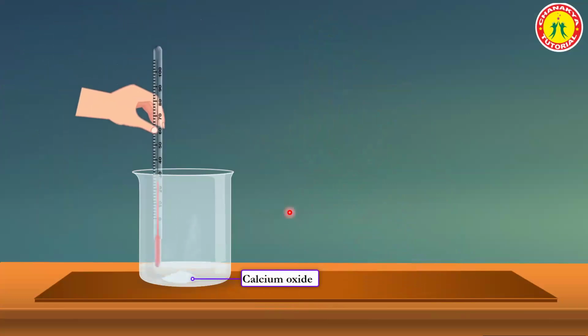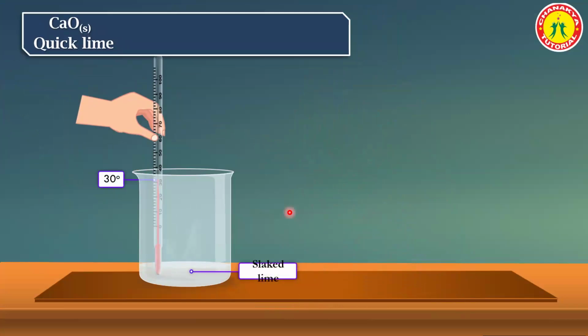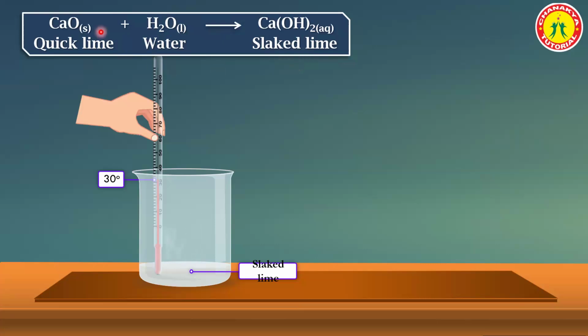We'll add them. There will be an increase of temperature, and what will be formed? Slaked lime, that is calcium hydroxide. We had two reactants, calcium oxide, that is quicklime, plus water, and it changed into calcium hydroxide or slaked lime. So this is an example of a combination reaction where two reactants combined to form a single product.